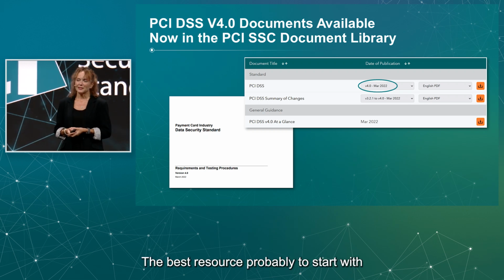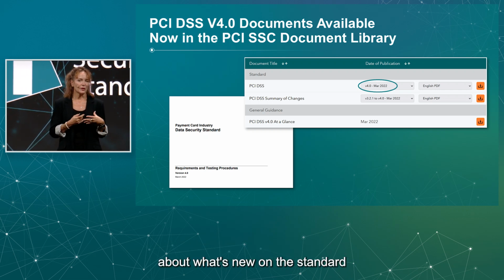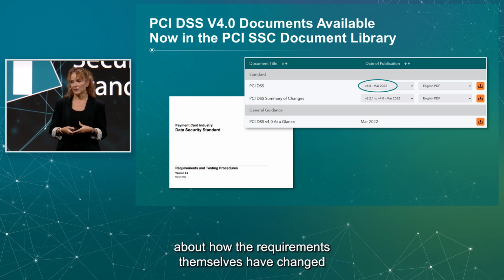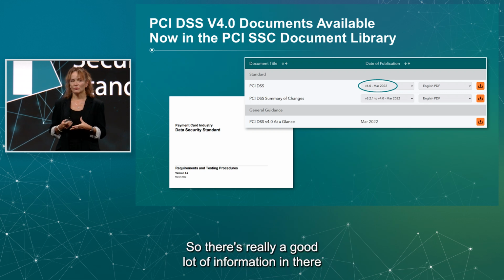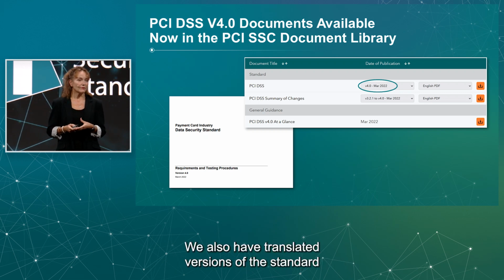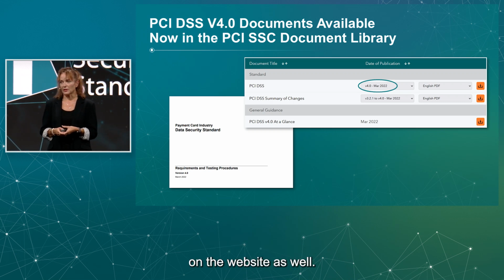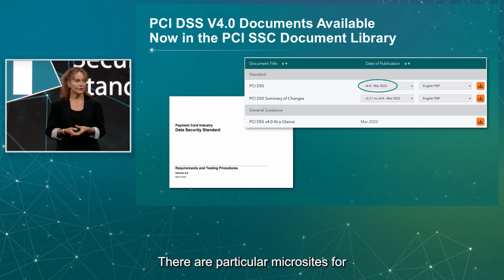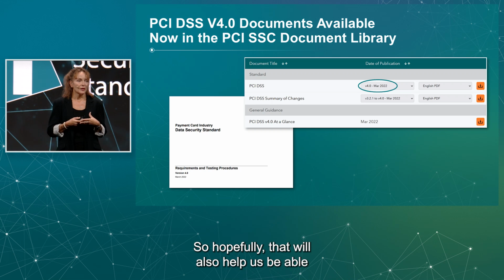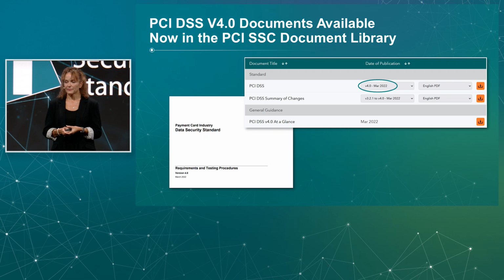The best resource probably to start with is the summary of changes. Now, this document contains a lot of information about what's new in the standard, and it also provides details about how the requirements themselves have changed on a requirement-by-requirement basis. So there's a good lot of information in there. And I'm very pleased to say as well, we also have translated versions of the standard into a number of languages already available on the website as well. There are particular microsites for, I think, the 6 different languages as well as English. So hopefully, that will also help us be able to have the standard more widely available across the global audience.